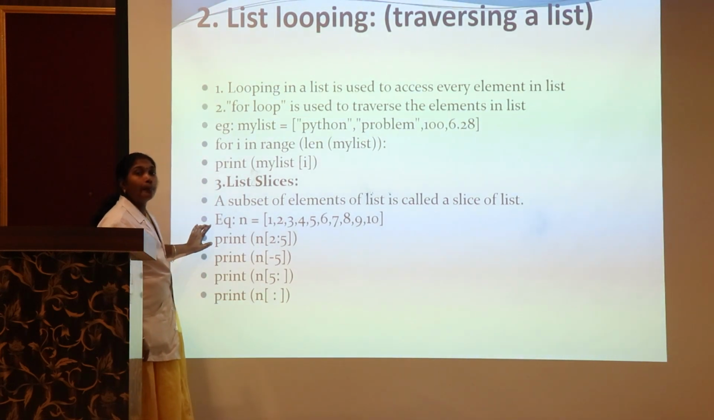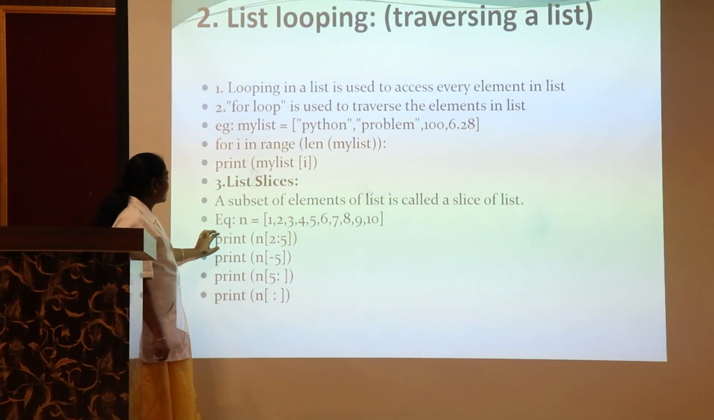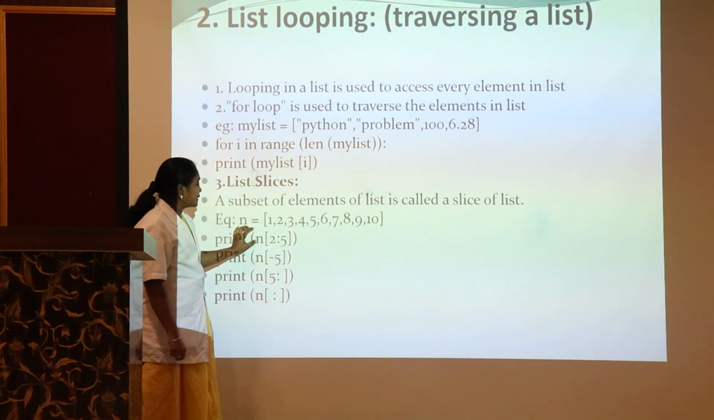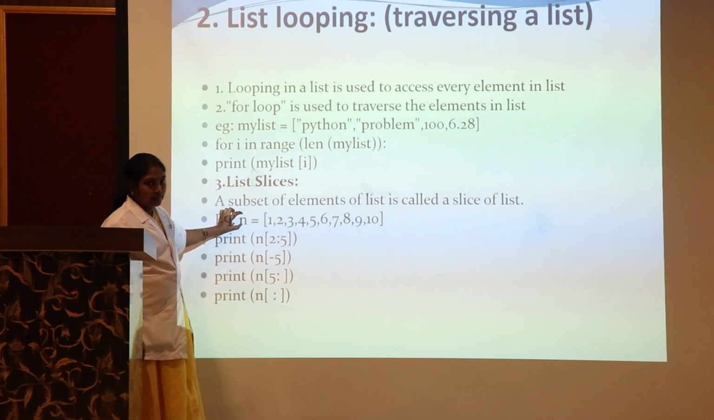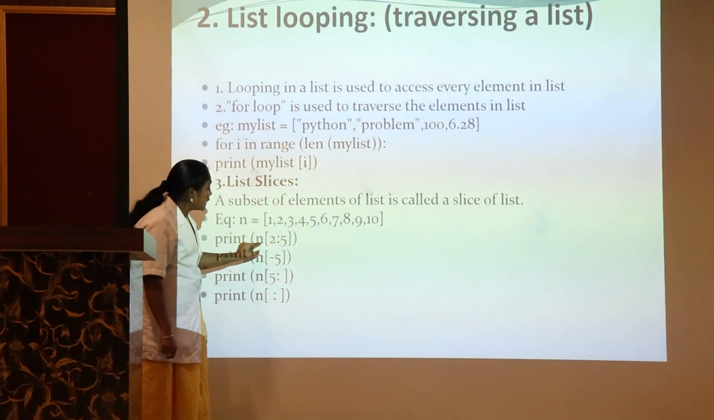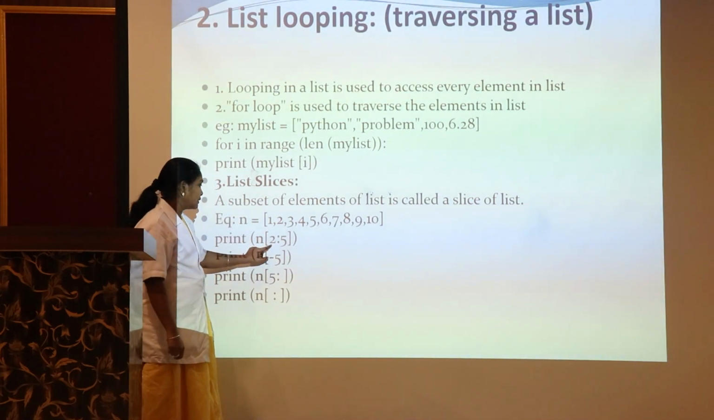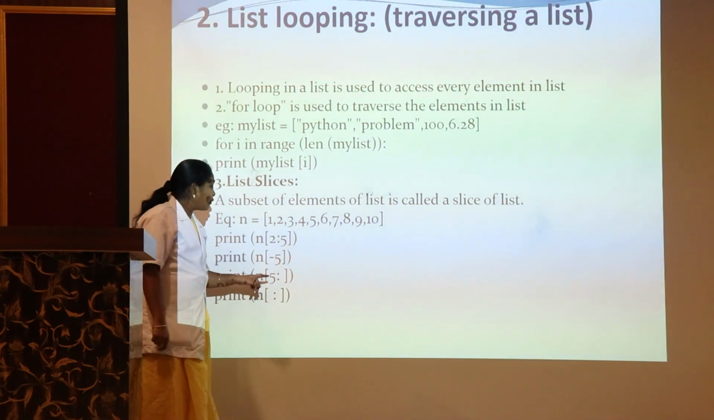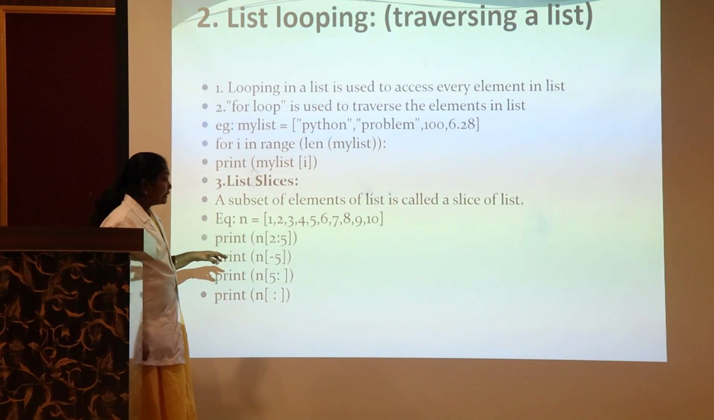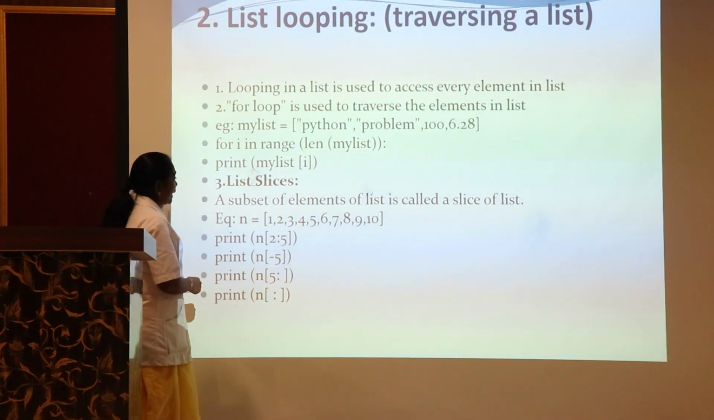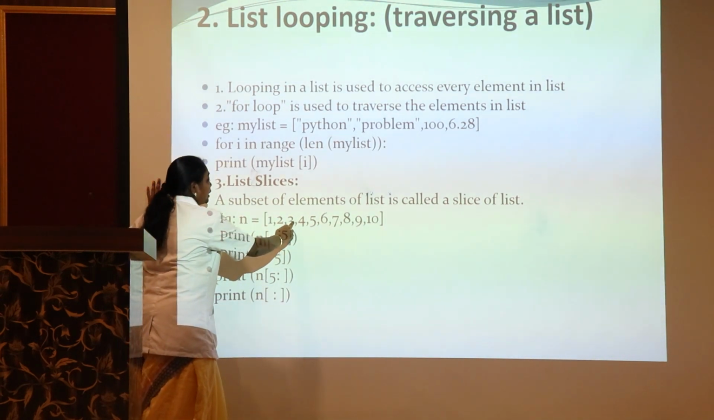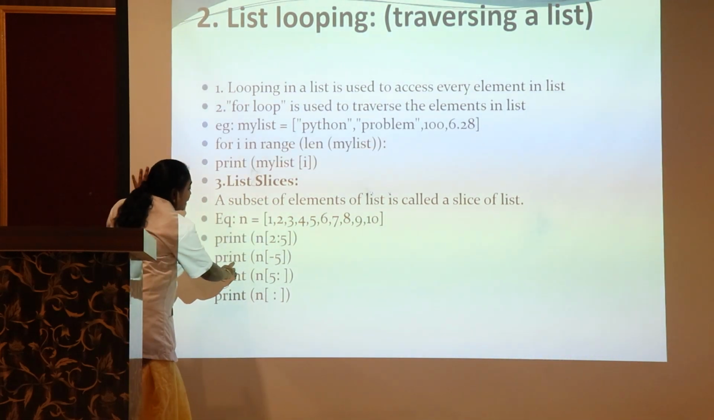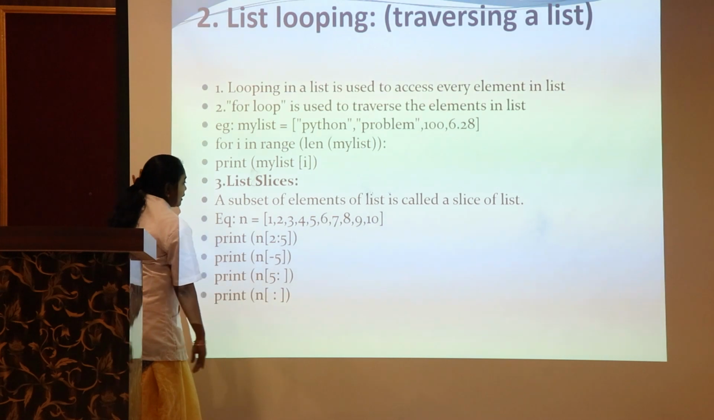So I want to print the values. N is the list of n. So 2 colon 5, I want to select up to the fifth value. For example, 1, 2, 3, 4, 5. That is it. Next, print n with the minus values.